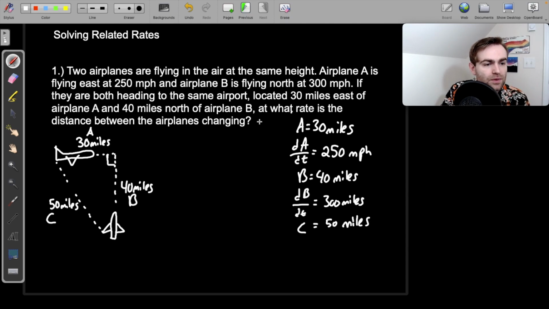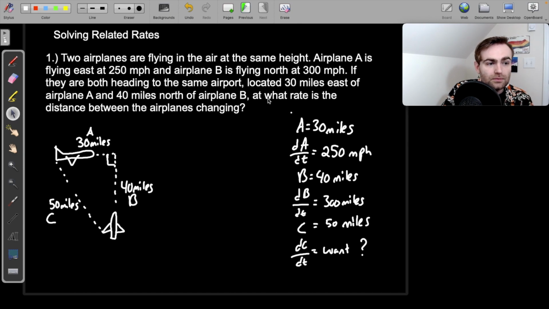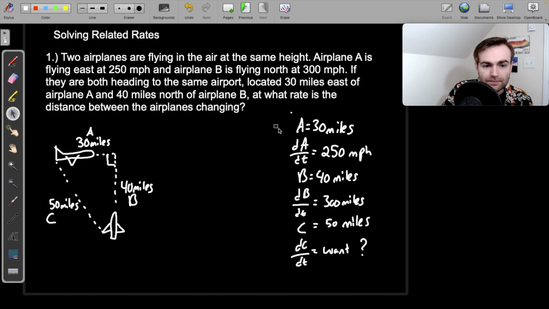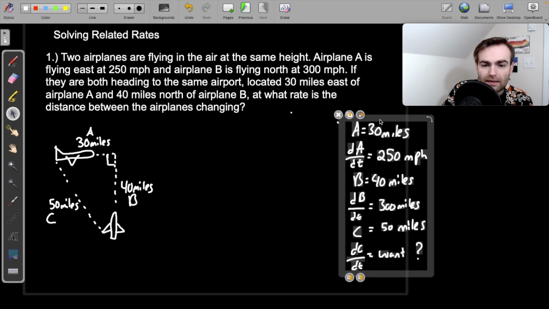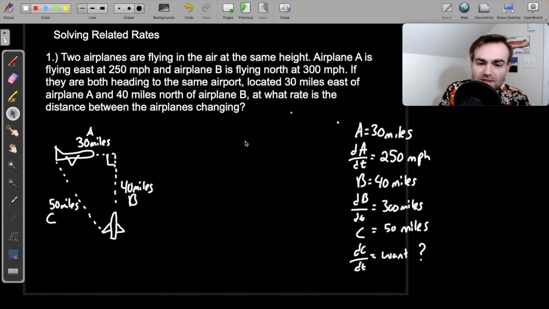And we also know that we want to find how the distance between the airplanes is changing. So we want to know the rate at which this is changing. So we want dC/dt. That is what we want. You'd also just put a question mark if you'd like. That is going to help us with setting up some of those relationships.